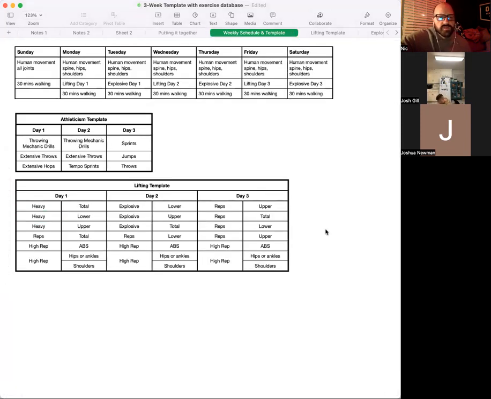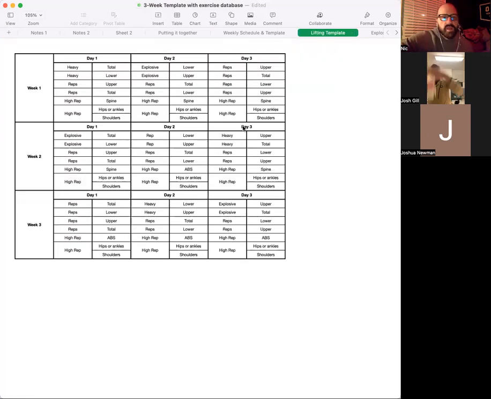So here's what I'm currently running. I have a 3-day lifting template with a 3-day athleticism template. So I lift, explosive day, lift, explosive, explosive. And you can kind of see how they work off of this. So this time I'm running day 1 all heavy, with day 2 being all explosive and day 3 being all reps. And these reps are 2 sets of 10, because day 3 on the athleticism is more higher nervous system. So it's just sprints, jumps, and throws. I want my nervous system fresh for that. Here's another way you can write that.